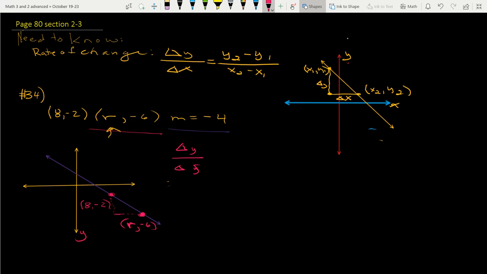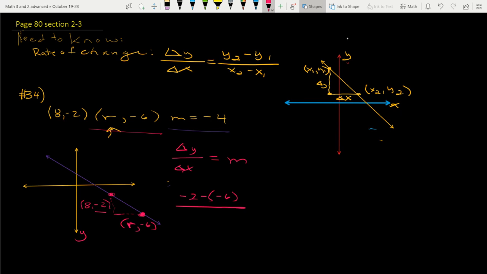let me find my eraser here. And so change in y over change in x is going to equal my slope. So we do know that my change in y, so here's my first y, -2. I'm going to subtract that from my second one, which is -6. And that will be over the top of my change of x's, which I have right here.